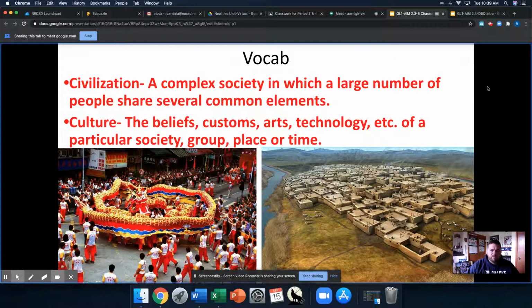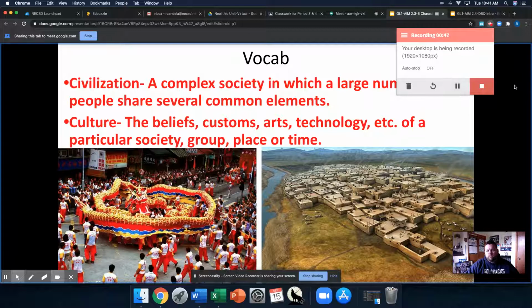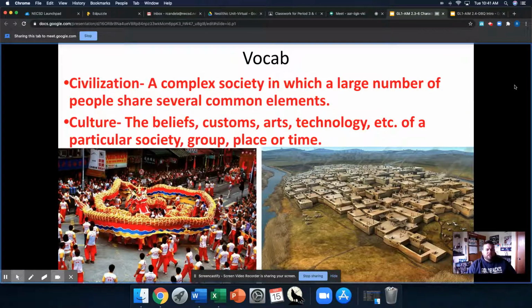Okay, so while everyone finishes up, some important vocab to consider. When we say civilization, what exactly does that mean? In this particular case, we're going to use the word civilization to refer to a complex society in which a large number of people share several common elements. Now, shared common elements is essentially culture, okay? Culture can be defined for our purposes as the beliefs, customs, arts, technology, etc. of a particular society, group, place, or time.